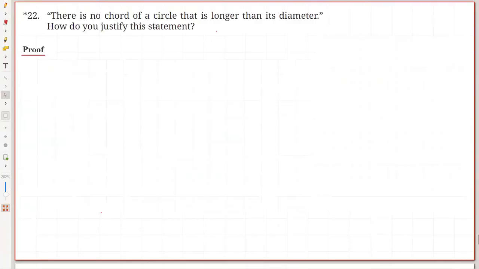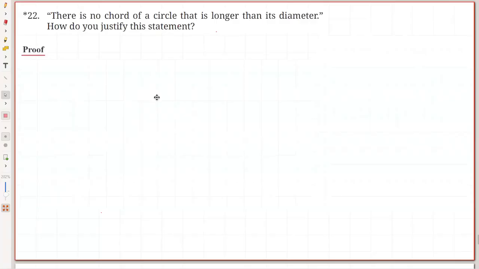There is no chord of a circle that is longer than its diameter. How do you justify this statement? So there is no chord of a circle that is longer than its diameter. We know that the diameter is the longest chord of the circle. So we have to give the justification for the statement.